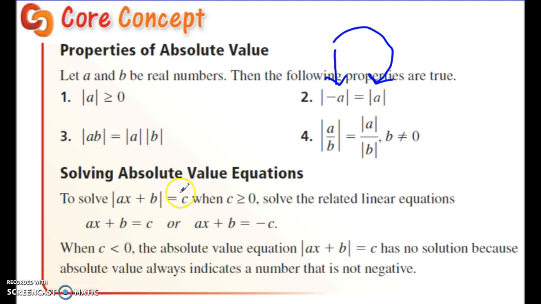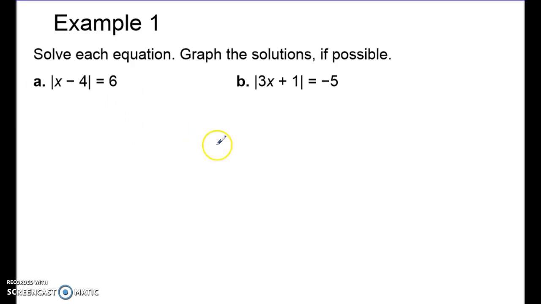If my c, the thing that's on the other side of the equal sign, is less than 0, I know it has no solutions, because absolute value is always non-negative. It's always a positive number. Okay, so here's an example.